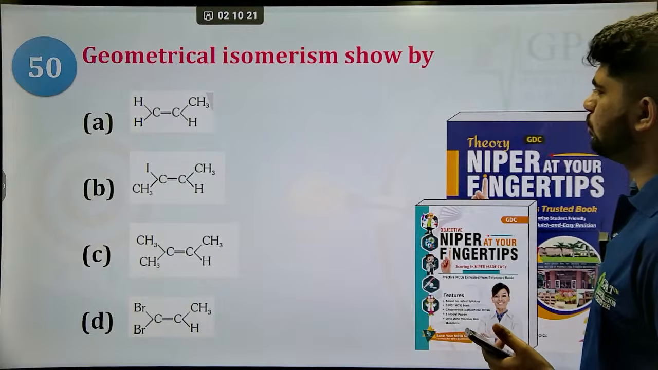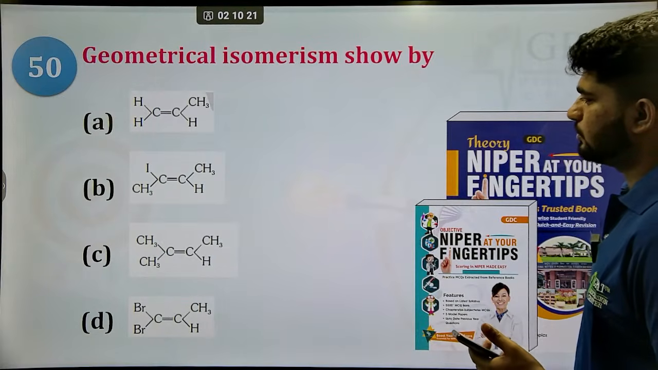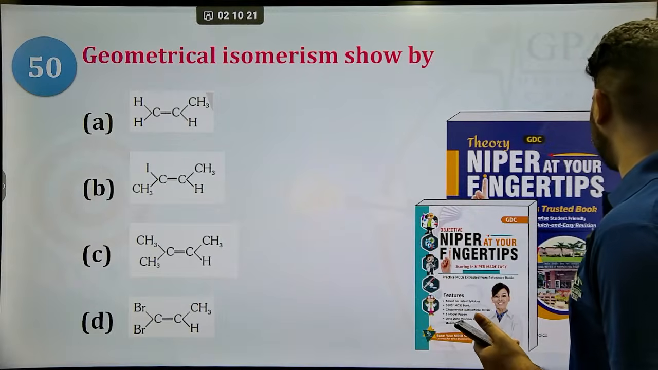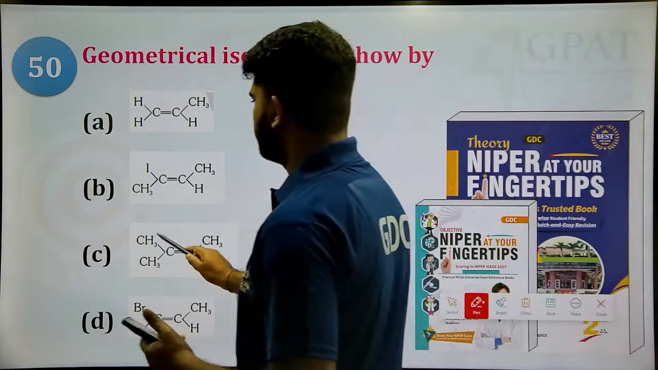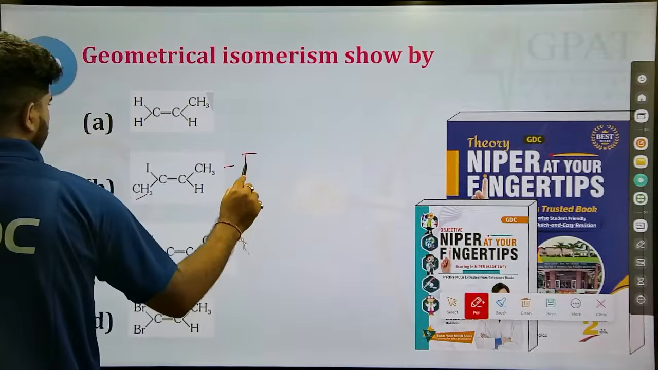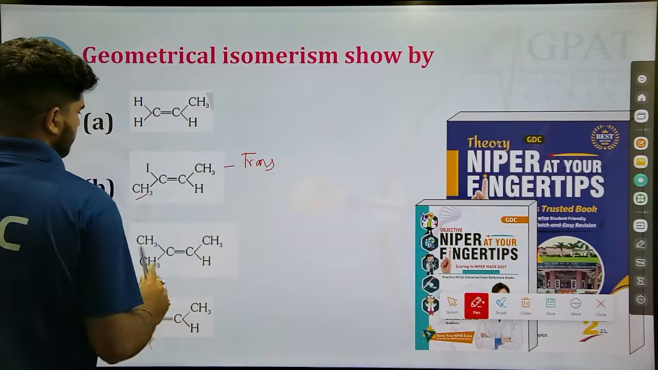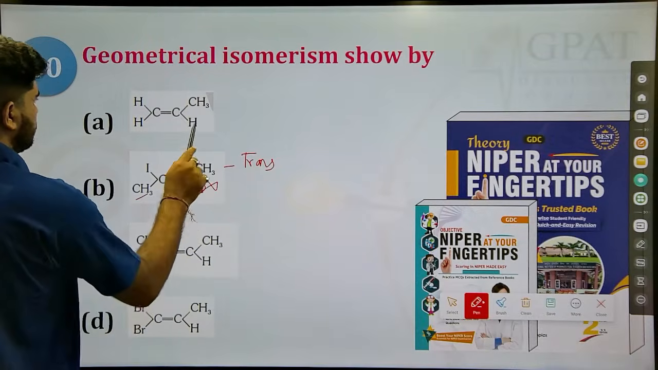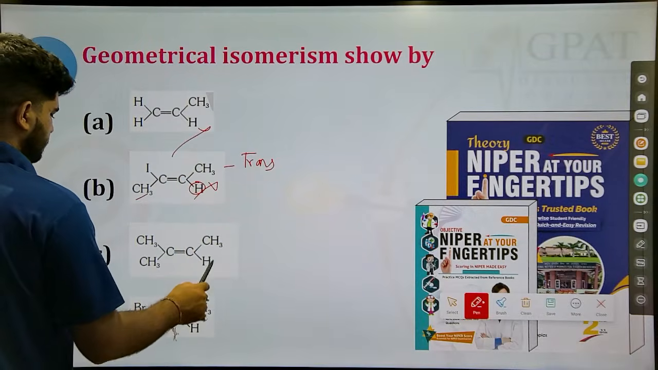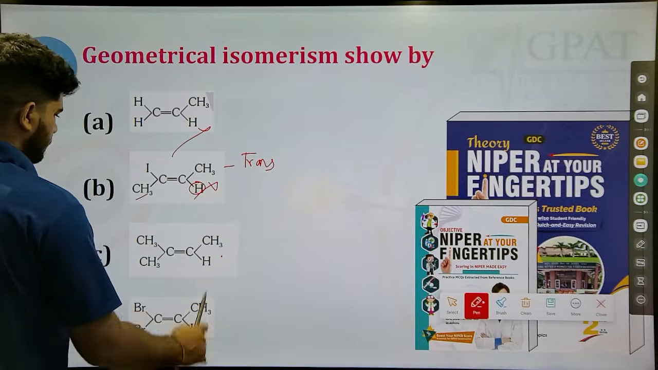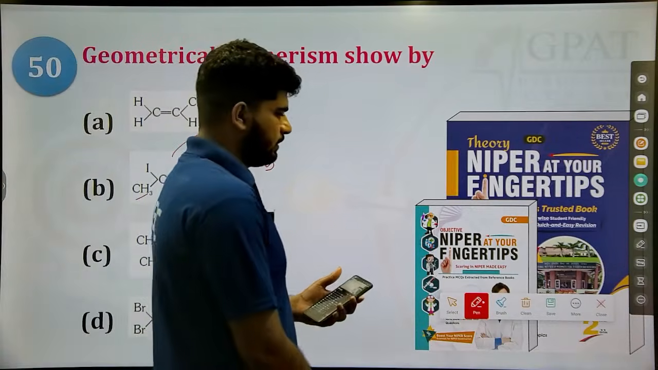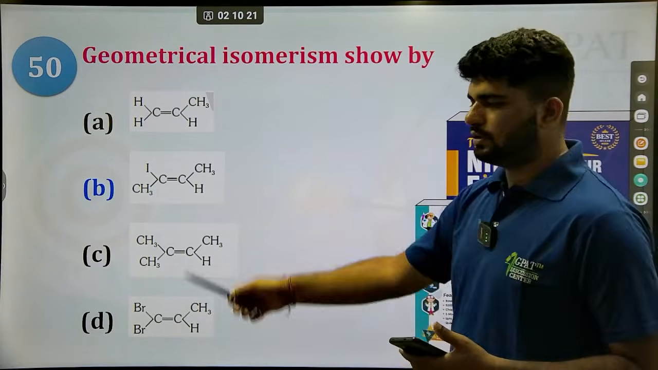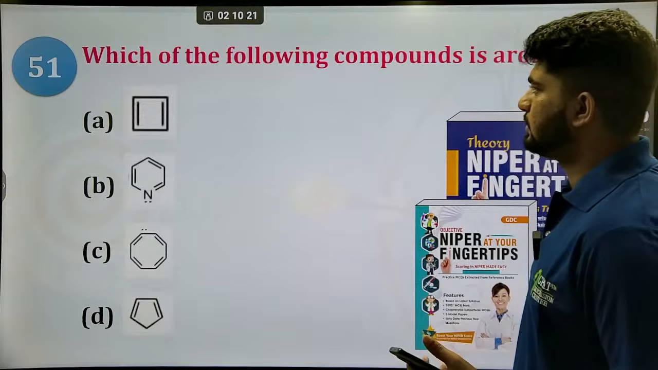Geometrical isomerism is shown by cis or trans. Over here, you can see this is your trans, right? This is also not, this is also not. Which one is correct over here? That's your B only, right? This is your cis-trans mechanism.